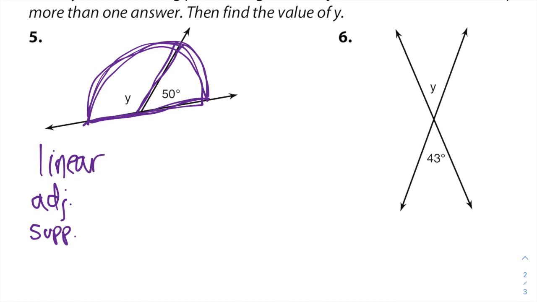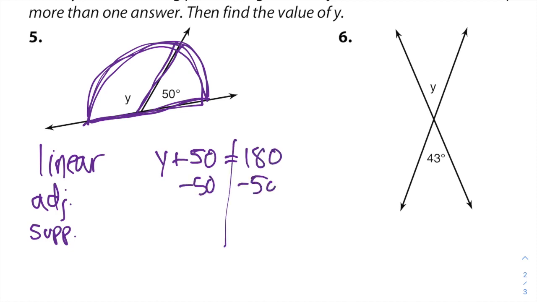So if we know it's supplementary, that means we know that y plus 50 has to add up to 180. So I'm going to subtract 50 on both sides. I get 130. So y equals 130.